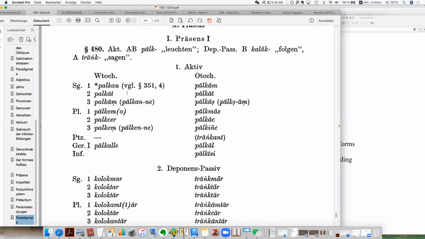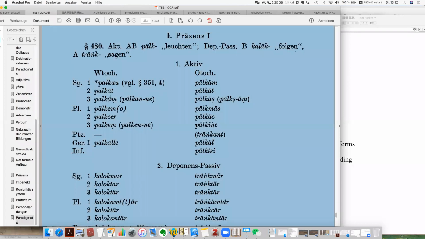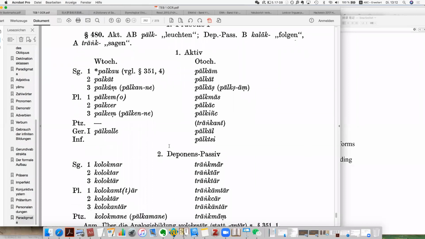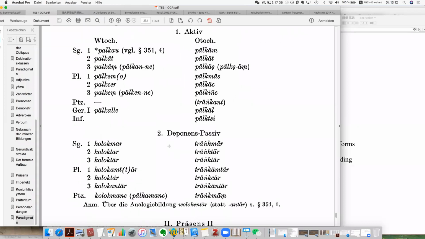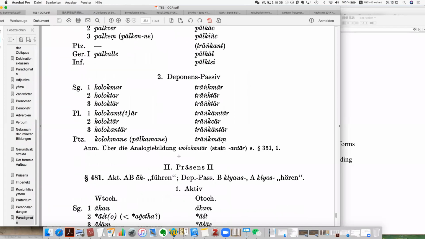Like this one, the present, class 1, you have this verb called perk, and then this is West Tocharian, and this is East Tocharian. Tocharian B, Tocharian A. And you can compare the different forms. So this is a very practical handbook and textbook. So this is the structure.